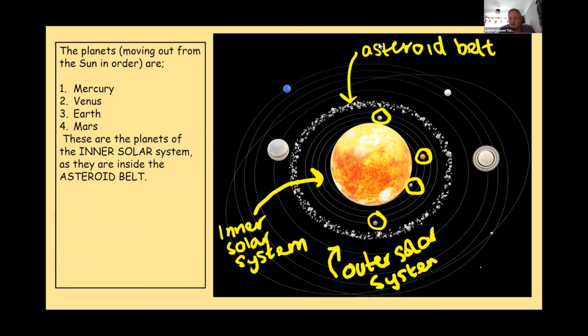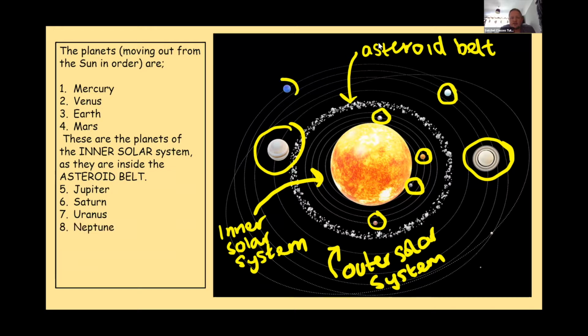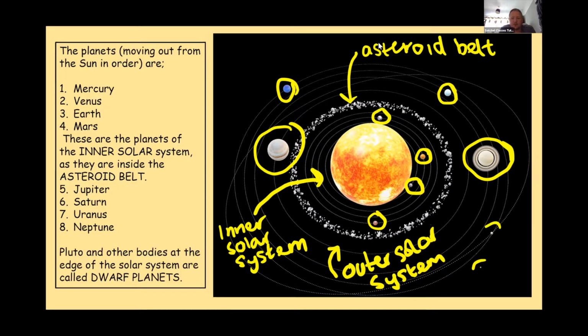Outside, in the outer solar system, beyond the asteroid belt, we have Jupiter, which is the biggest object in the solar system that is not the sun. Saturn, Uranus, Neptune, and these are the classic 8 planets that make up our solar system. You may also know of Pluto and other dwarf bodies such as Ceres and Makemake. They're classed as dwarf planets, and they're at the very edge of the solar system. So this is the organization of our solar system.